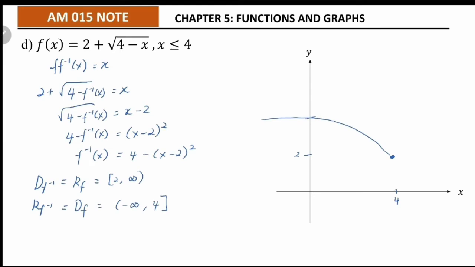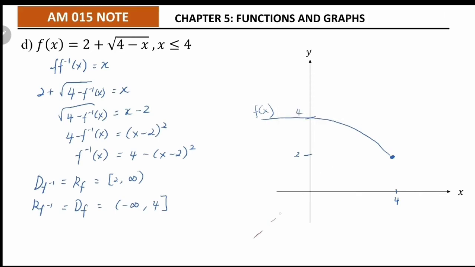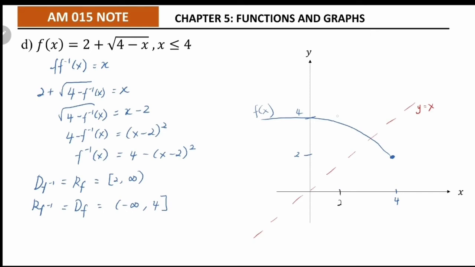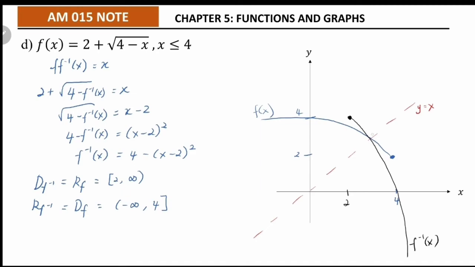Cross the y-axis at x equals 0. When x equals 0, f(x) equals 2 plus square root of 4, which is 4. Label the graph, this is f(x). And then f inverse is the reflection of f(x) at y equals x. So f inverse starts at (2, 4). Label the graph, f inverse x. And the intersection point must be at y equals x.